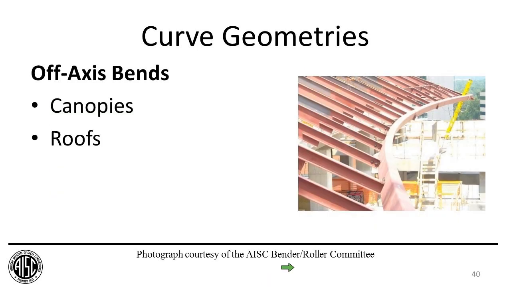These are used a good bit for roofs and canopies, like I've got shown in this figure. Here's the curved member. If you look down in plan view, that's going to be a radius curve, but then the member is tilted over in this off-axis angle to be at the same angle as the roof slope.